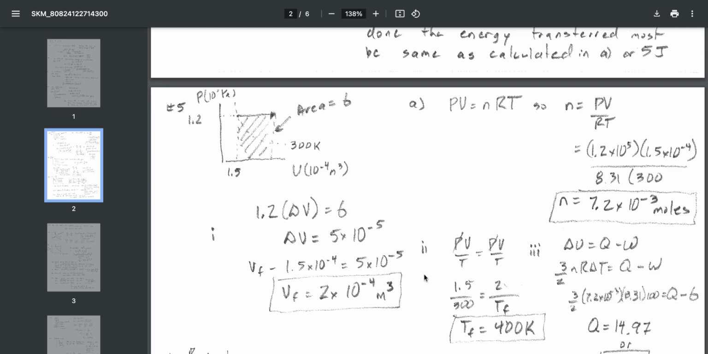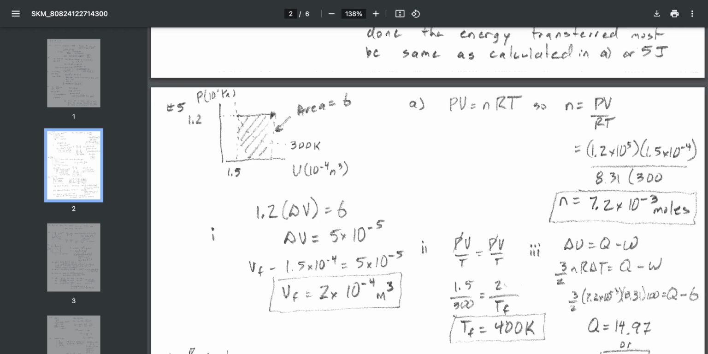The final temperature we can do with just PV over T is equal to PV over T during this change here. So we know our initial pressure is the same as our final pressure. Those cancel out. We know V initial, we know V final, and we know temperature initial is 300 Kelvin. So looking at that isotherm right there, and when you work that out, you find that temperature final is 400 Kelvin.